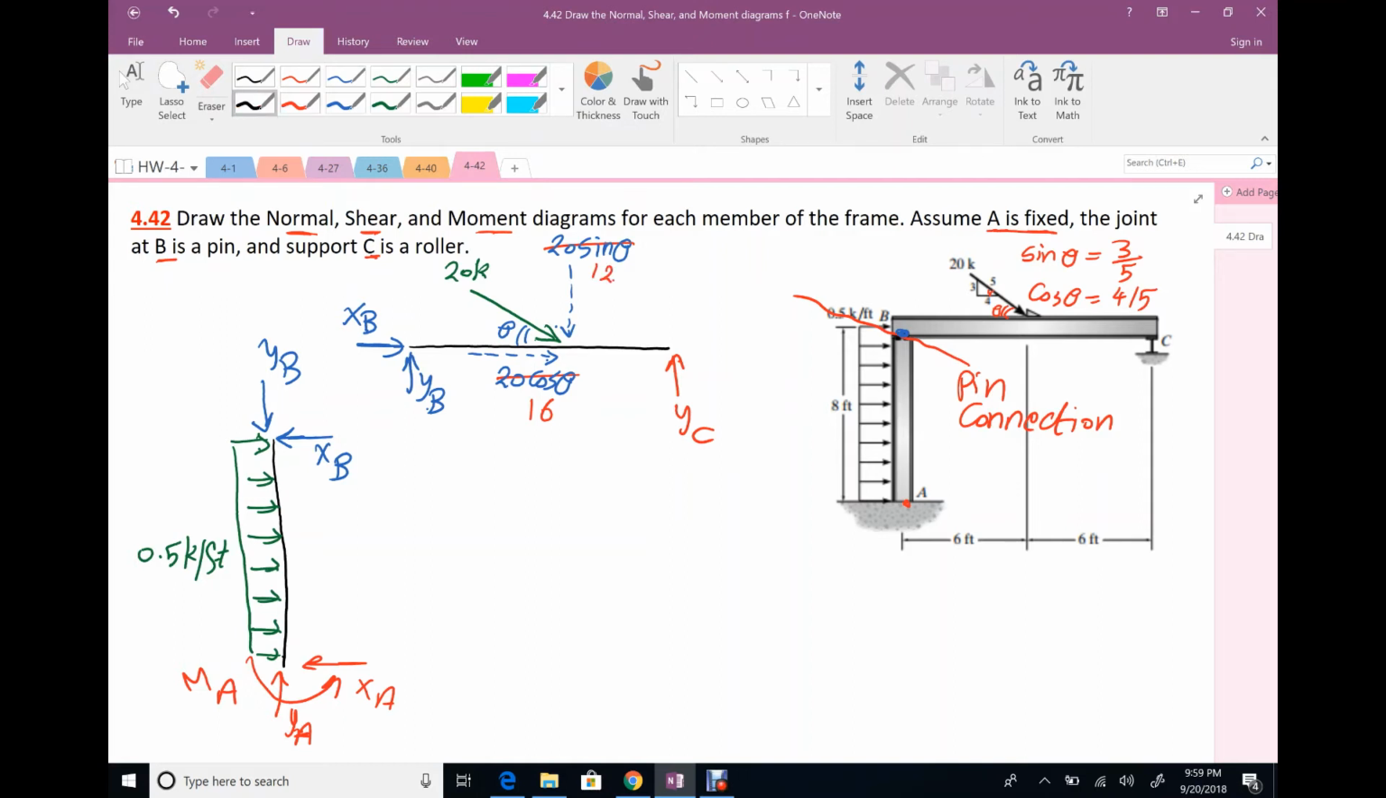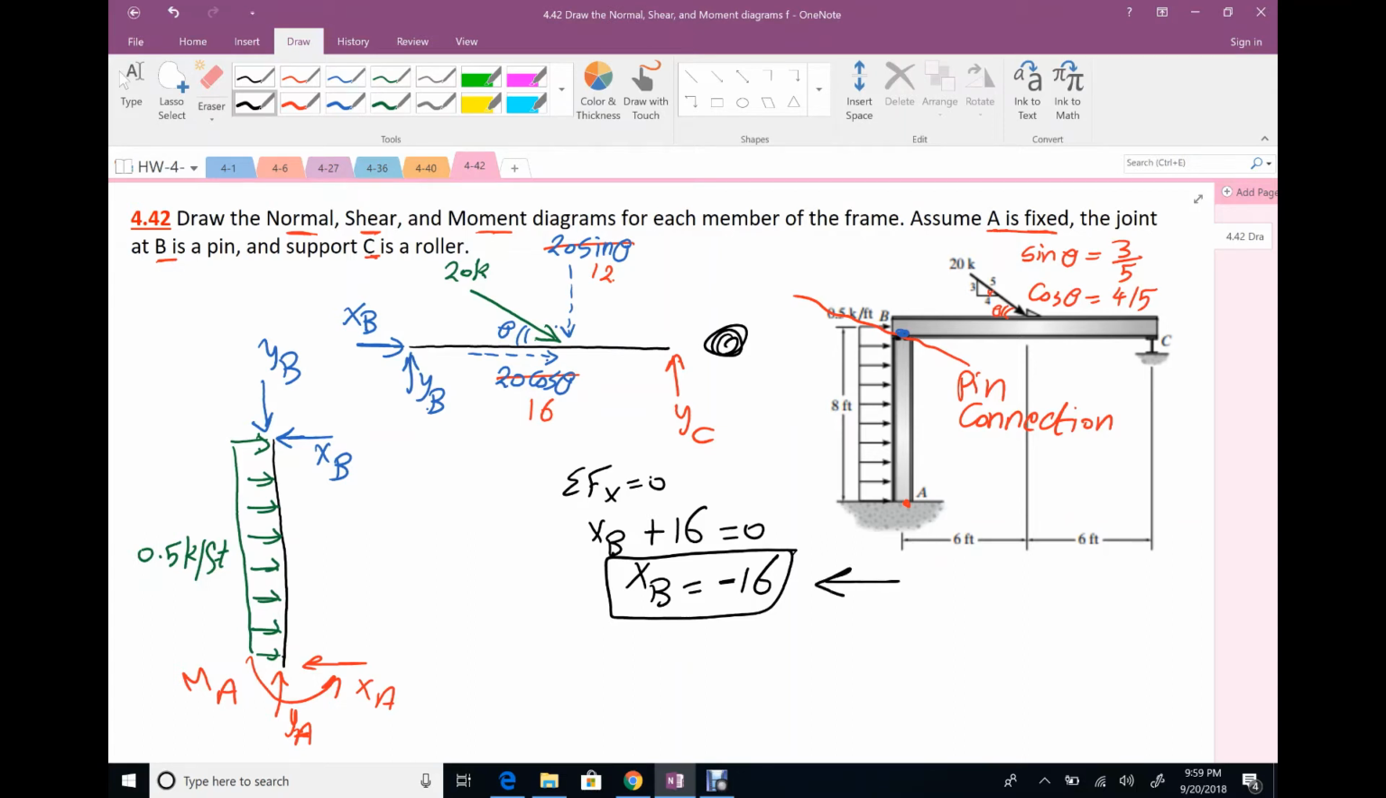Now we can apply the equilibrium equations for each part. I'm going to start with this part first. Summation Fx equals 0. We have XB and positive 16 equals 0. That means XB is negative 16. Negative means your assumption is incorrect. I assumed it on my right, but it should be on the left. Keep everything the same. Don't change anything until we start to draw.